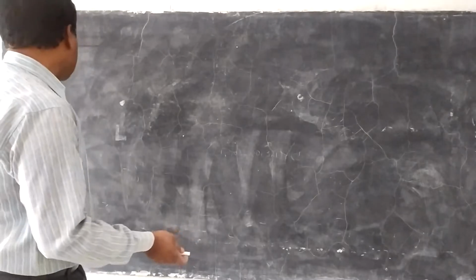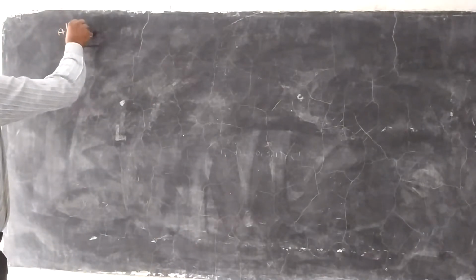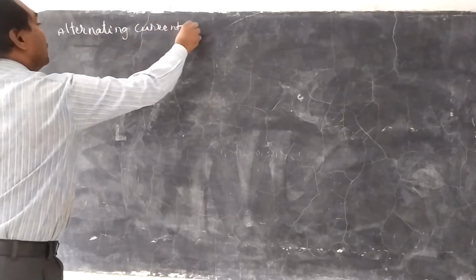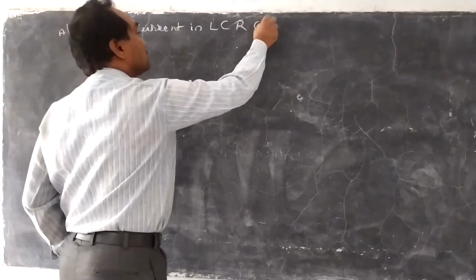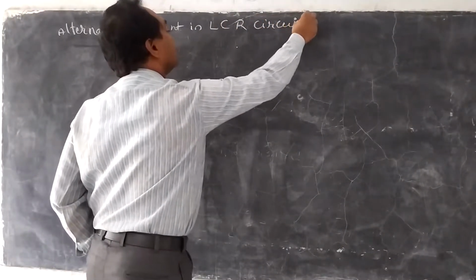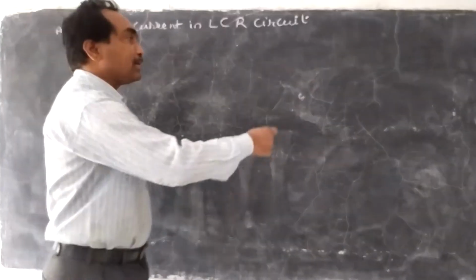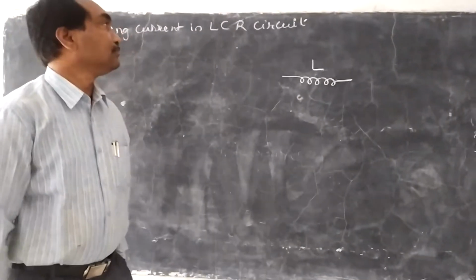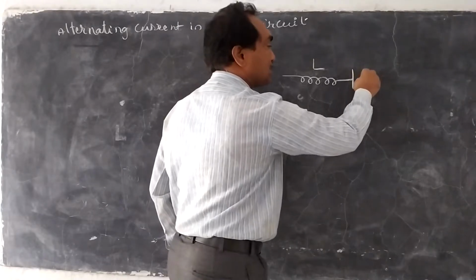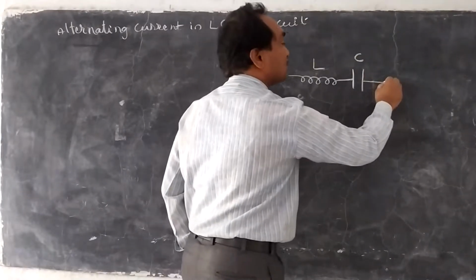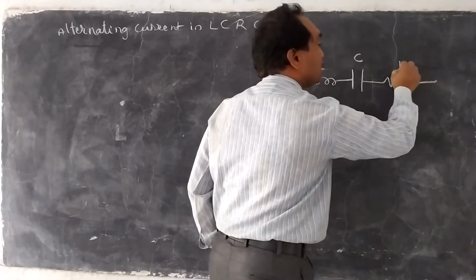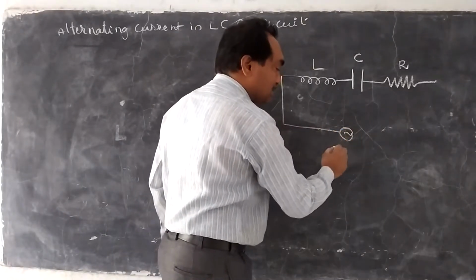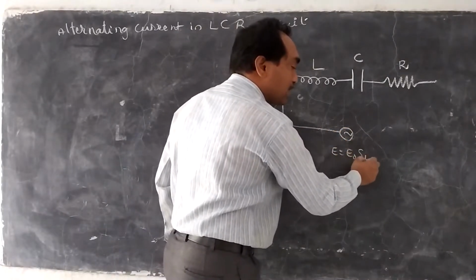So our aim is to calculate the alternating current in an LCR circuit. L is nothing but inductance, this is the symbol of inductance, taken as L. And the capacitor C, this is the capacitor, and resistance R is there. The three are connected in series, and the alternating source is E equal to E naught sin omega t.